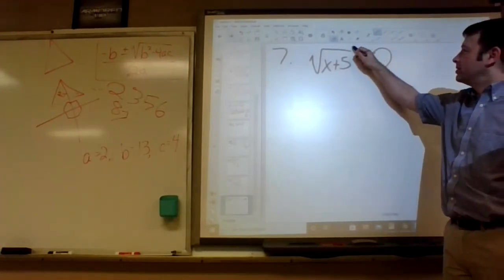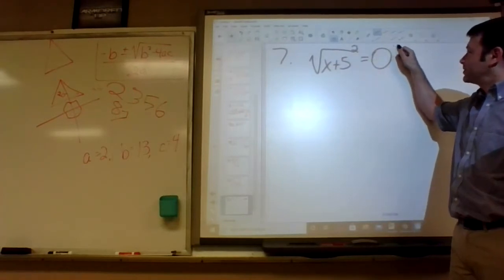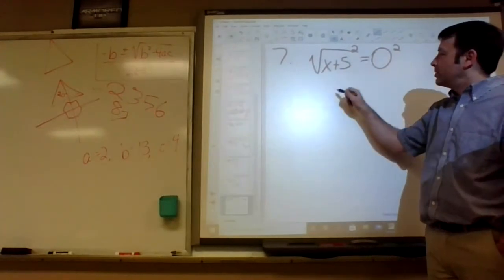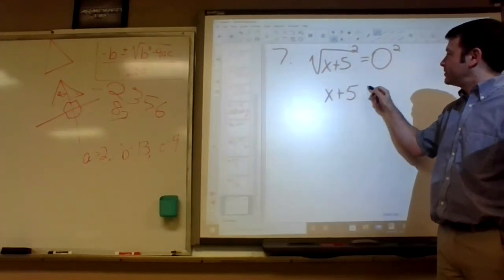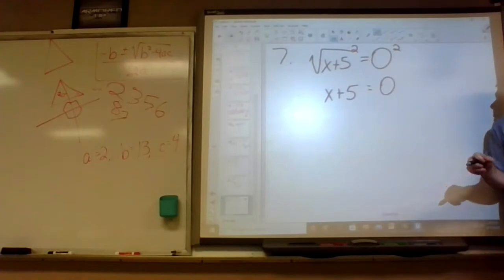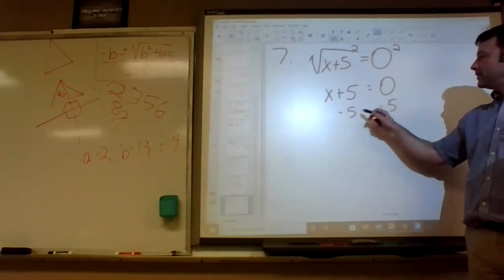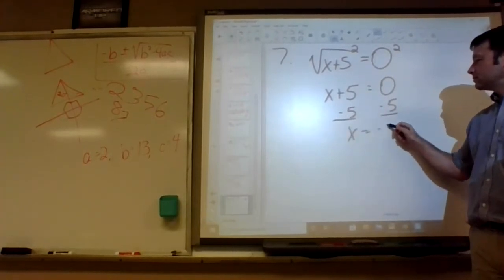Square it. Why am I not minusing 5 first? Because it's in the square root. So I just square, I get x plus 5 equals 0. 0 squared is 0. So x is negative 5. I called it. I didn't have to work.